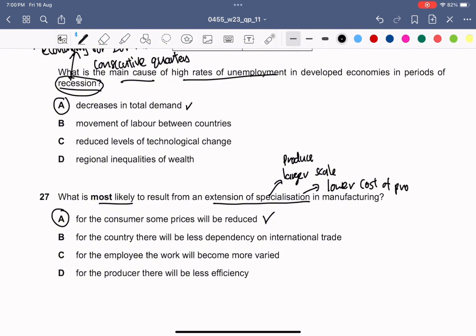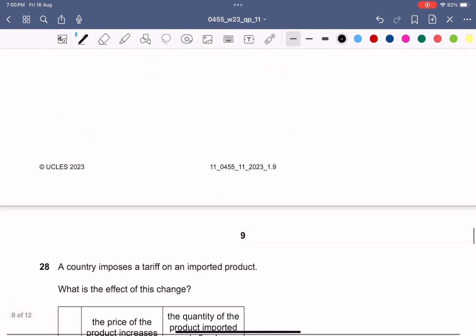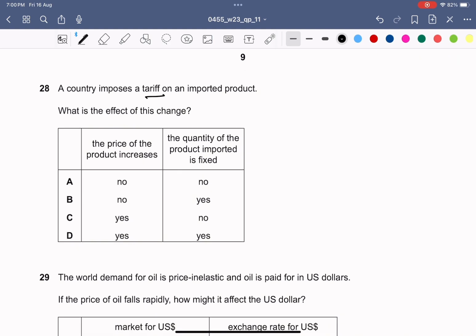28. A country imposes a tariff on an imported product. What is the effect of this change? First, price of the product increases. Yes, because tariff is a tax imposed on imported products, so this will increase the selling price of a product. Second, the quantity of the product imported is fixed. No, because this is not import quota. This is tariff. It's a different protectionist measure.